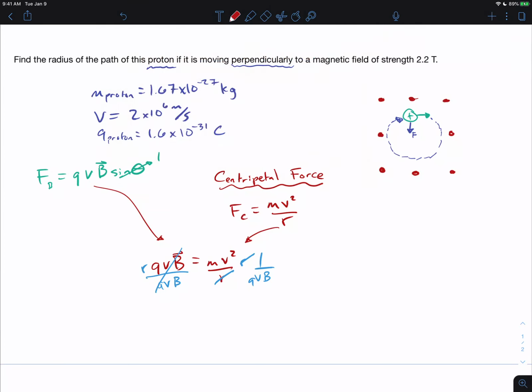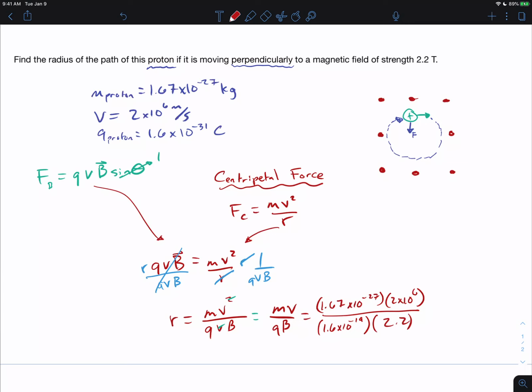And we end up here with r is equal to mv squared over, oops, sorry, this should be QVB. And here I have v squared and I have v, so these two things cancel out, right? So this here is just equal to mv over QB. Okay, so all we have to do now is plug in our values, which we have right here. We can go ahead and do this. The mass of our proton, 1.67 times 10 to the minus 27. Our speed here is 2 times 10 to the 6th. Our charge here is 1.6 times 10 to the minus 19. And my magnetic field is 2.2 Tesla.